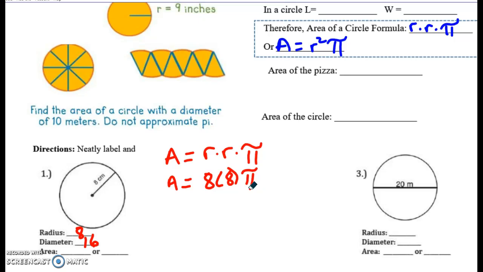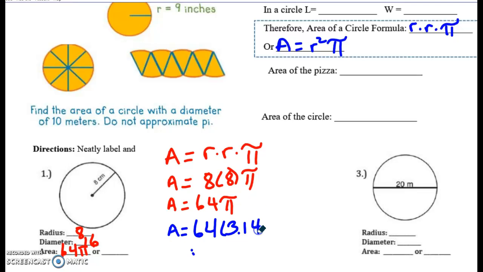So when I multiply 8 times 8, I get 64. So my exact area of my circle is 64 pi. I want you to tell me both the exact as well as the approximate. That's why it has a blank line and then or. So to find or, I need to actually multiply 64 by the decimal approximation of pi, which is 3.14. You're more than welcome to use a calculator. When I multiply those two numbers together, I get 200.96 centimeters squared. The unit is always squared when I'm talking about area.